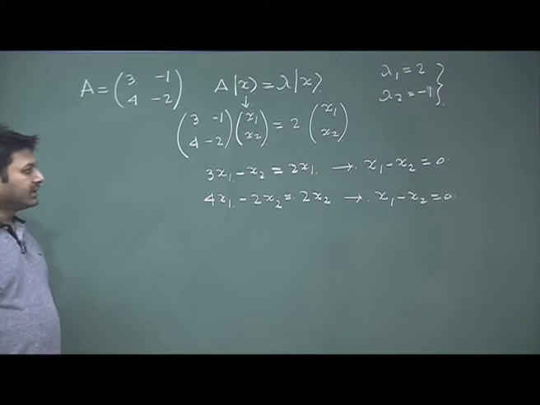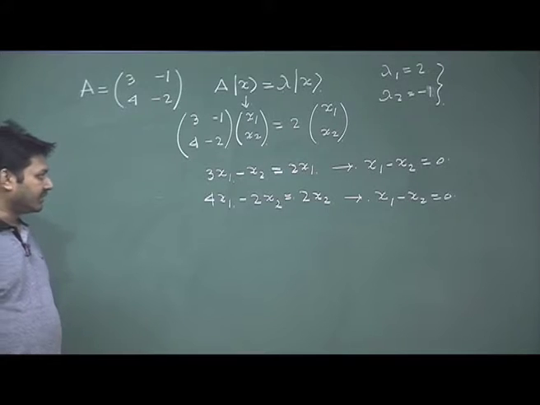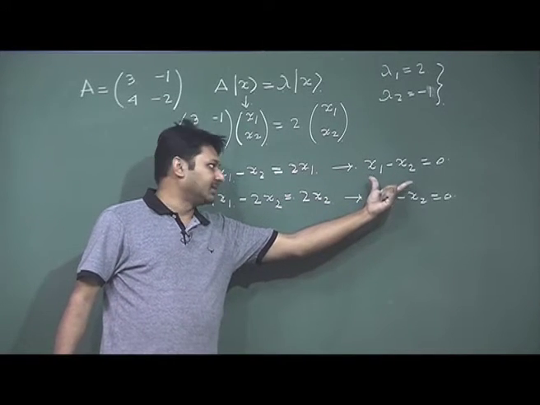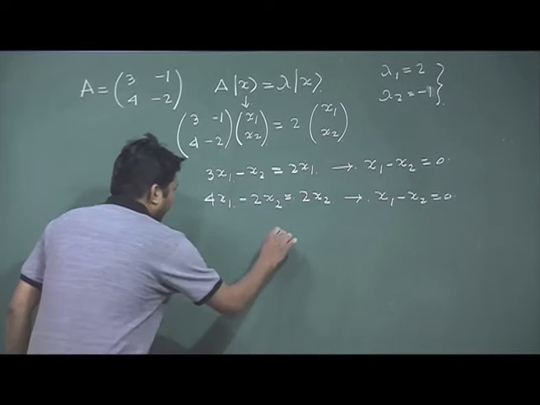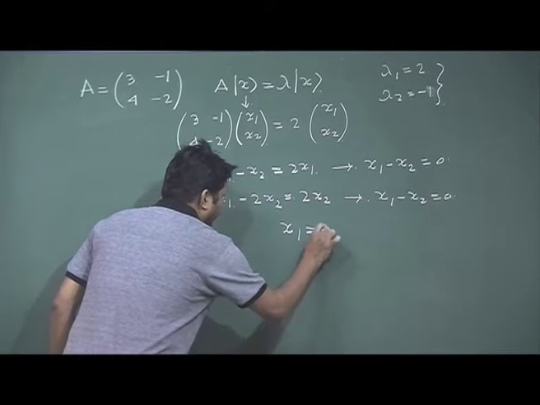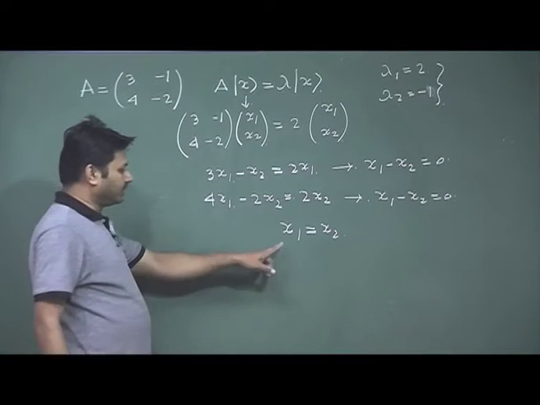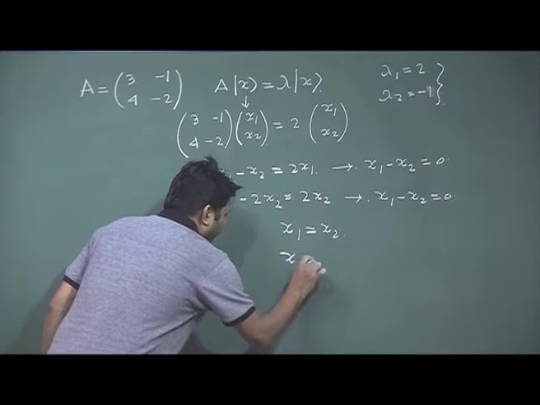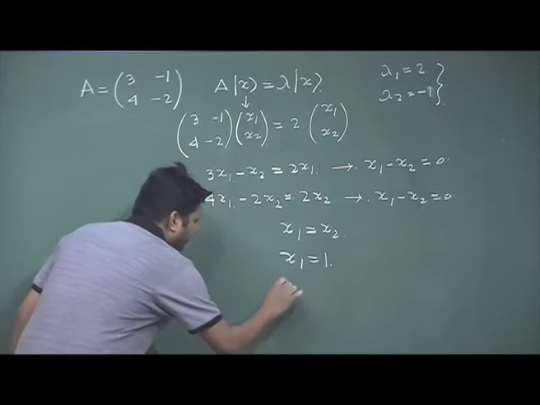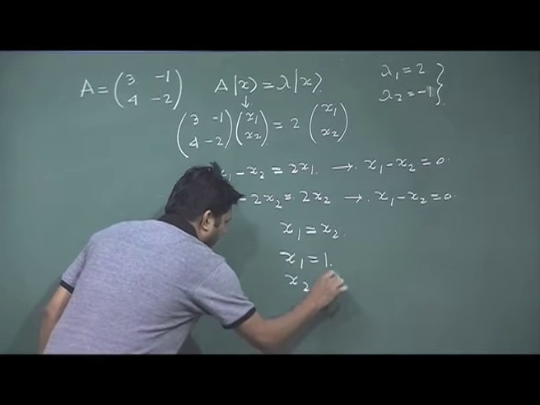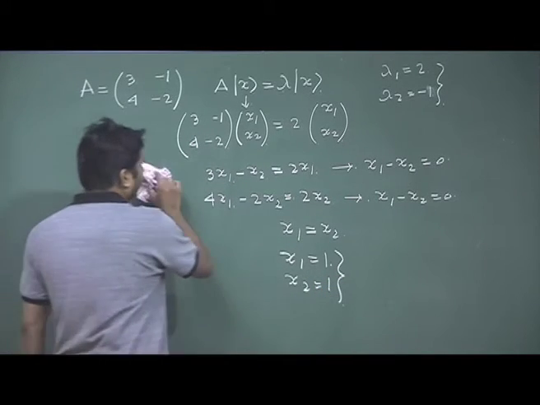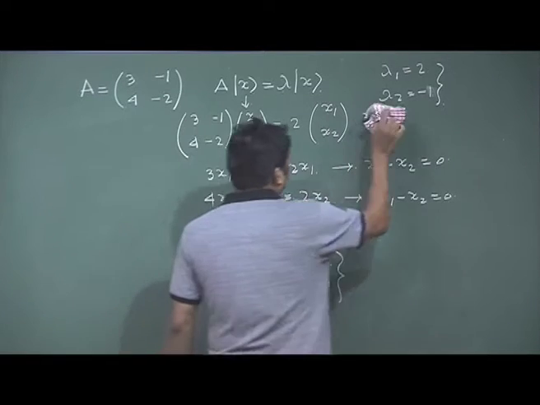So I am not getting any unique result for that. Why I am not getting a unique result, I will explain. So let me first find out how to do these things. Always you will get these things. So what you will do, you know x1 is equal to x2. Now you need to put an arbitrary value. So x1 I put 1, then x2 has to be 1. So my first eigenvector for lambda equal to 2 is here.